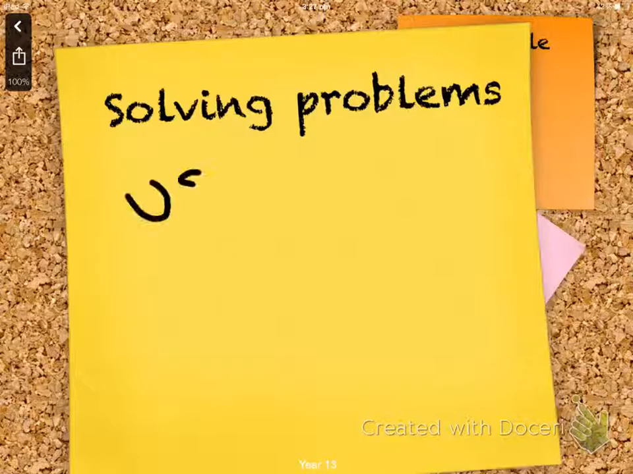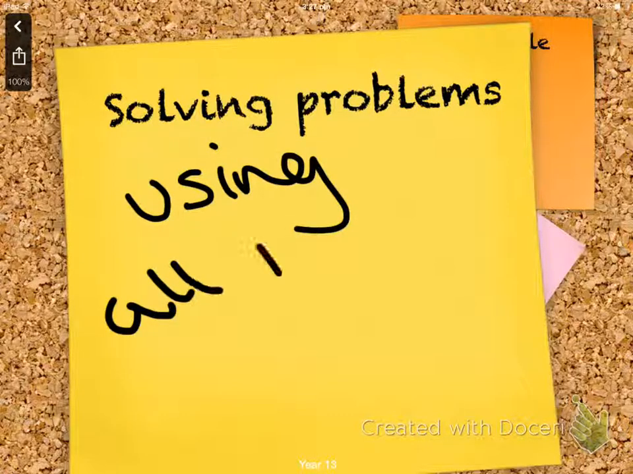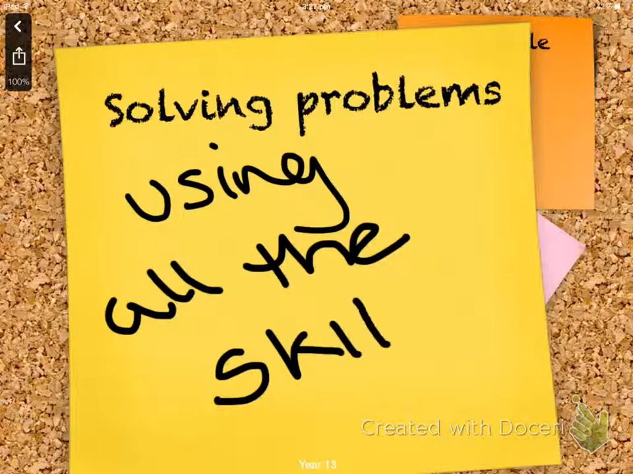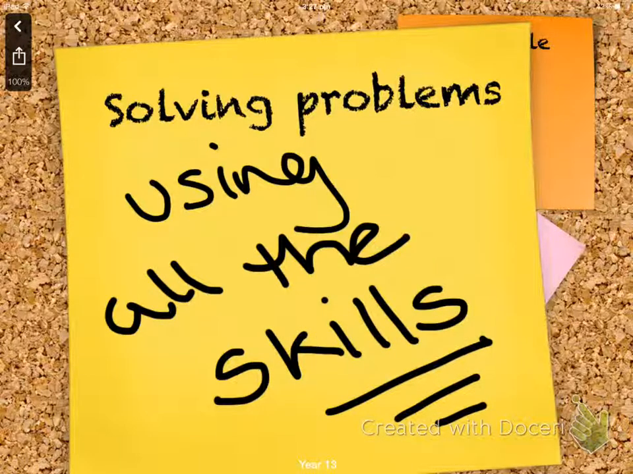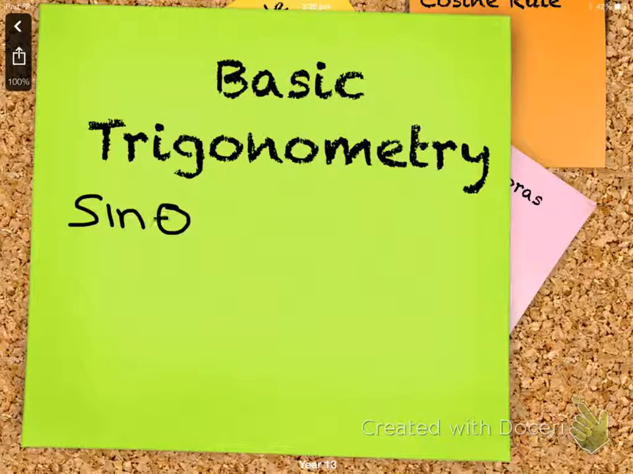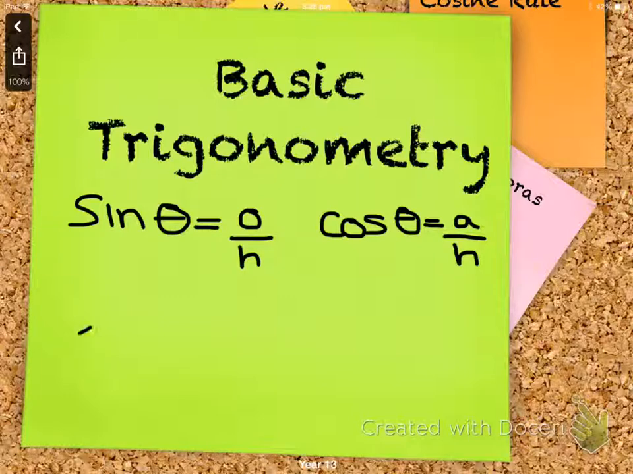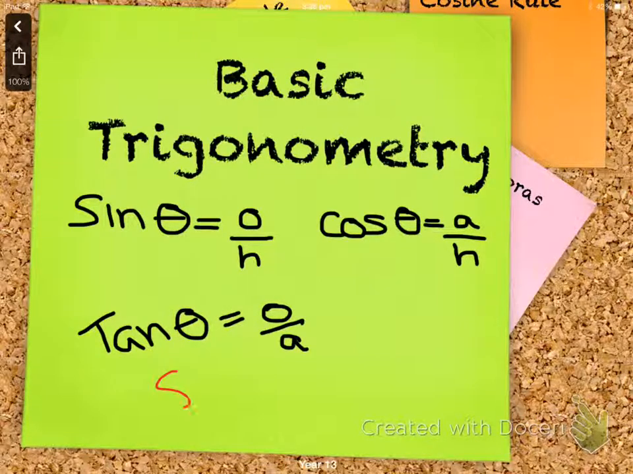In this video, we are going to solve problems using all the skills we have learnt so far in this chapter. We can use basic trigonometry, so sine theta equals opposite over hypotenuse, cos theta equals adjacent over hypotenuse, and also tan theta equaling opposite over adjacent, so we get SOHCAHTOA.